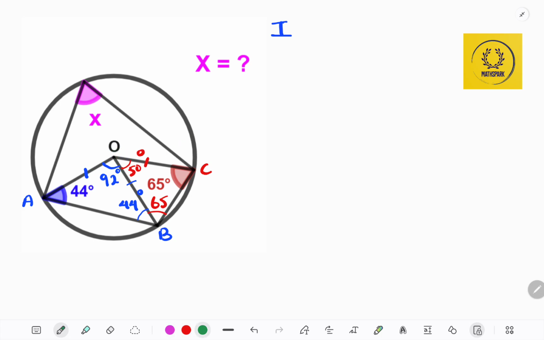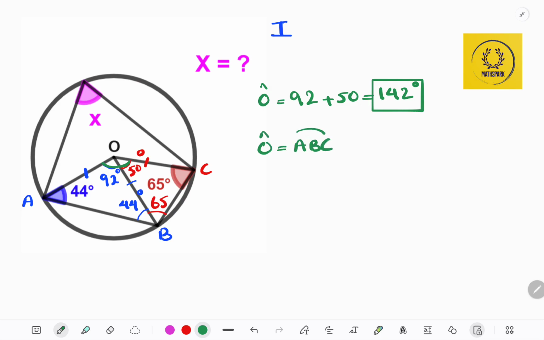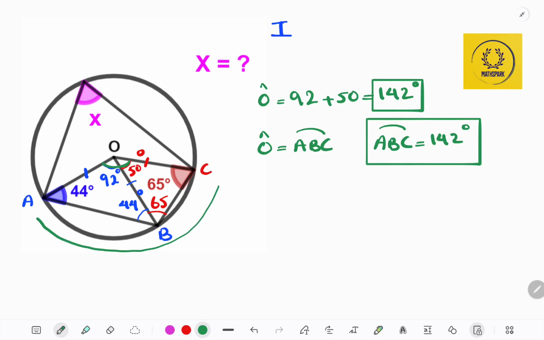So we found that angle O is the sum of 92 and 50, 142 degrees. Okay. Angle O is a central angle and its intercepted arc is ABC, and we know that these are equal. So arc ABC is 142 degrees as well. Okay, so this arc is 142. And how about angle X?